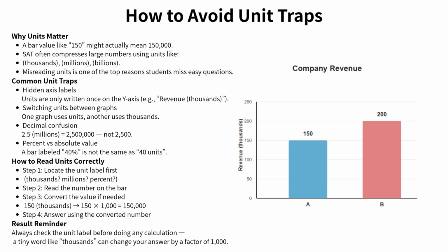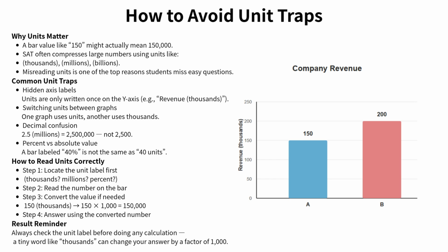One graph might use regular units, while another uses thousands. If you compare the bars directly without adjusting for unit differences, you'll draw the wrong conclusion. And when the SAT uses decimals, such as 2.5 million, remember that it represents 2,500,000, not 2,500.